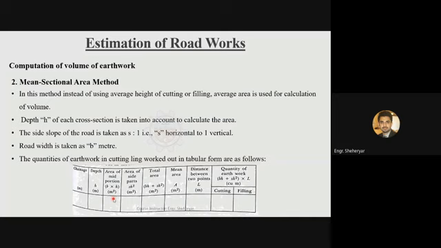So area of the mid portion, area of the side parts, total area. For each chainage, you will calculate the total area, then calculate the mean area. Take the first area, take the second area, and calculate the average. Write it here. Then average of second and third, write it here. Then third and fourth, write it here. Then multiply these areas with the length or distance between these two chainages, and you get the quantity of earthwork in either cutting or filling.